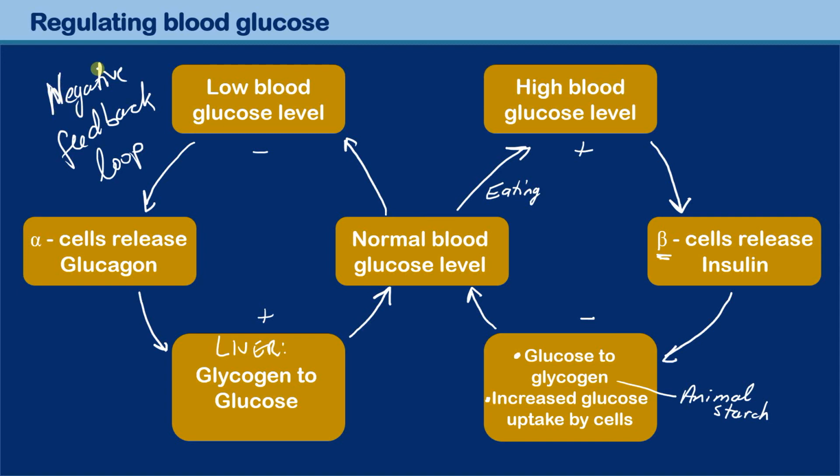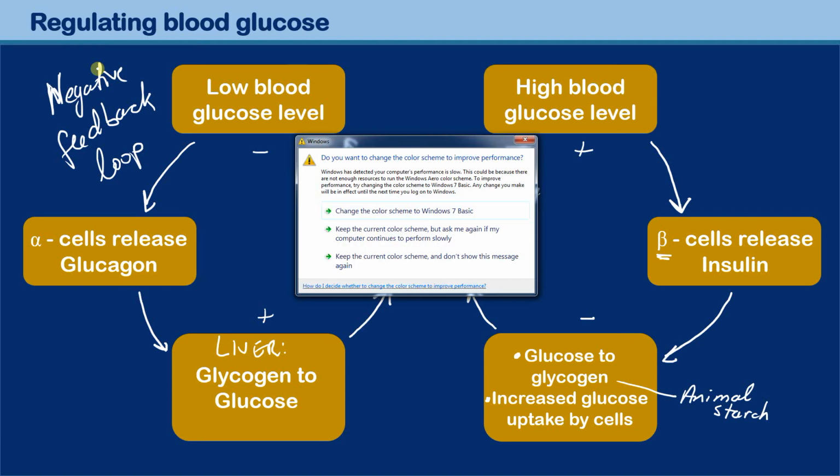And this negative feedback mechanism can be found in many places of the body every time when certain parameters have to be maintained within certain limits. The blood glucose is not allowed to be too high, it's not allowed to be too low.